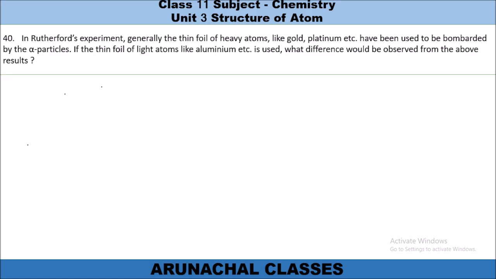In this question, it is given that the Rutherford experiment is performed. Generally, a thin foil of heavy atoms like gold, platinum has been used to be bombarded by alpha particles. Now a thin foil of light atoms like aluminium is used. What difference would be observed from the above result? So they are making a comparison in this question, and we have to indicate what the possible result will be if you are using a thin foil of aluminium.